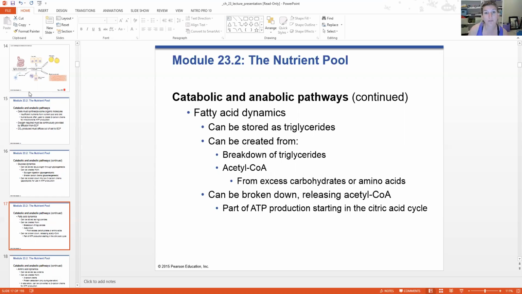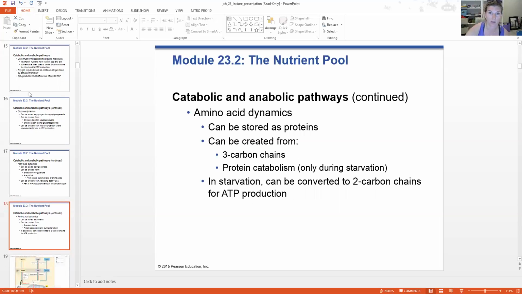So this is part of the natural catabolic process that creates ATP. It's called the citric acid cycle. So we'll get into it. This is just an overview of how these specific nutrients are used.